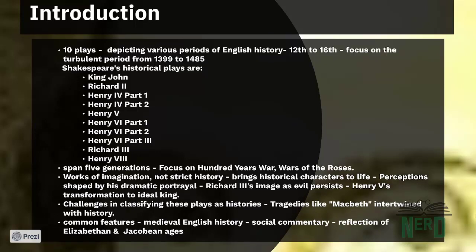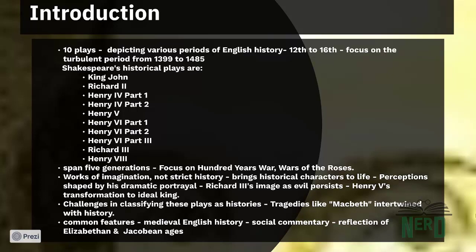While these plays are inspired by historical events and figures, it is essential to remember that they are works of imagination offering a dramatic interpretation rather than strict historical accuracy. Shakespeare, an avid reader of history, sought to bring the captivating impact of historical characters and events to life as he crafted his narratives. As a result, our perception of these historical figures is often shaped by how Shakespeare presented them.